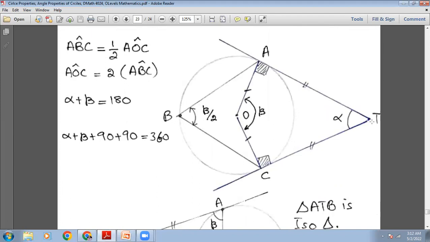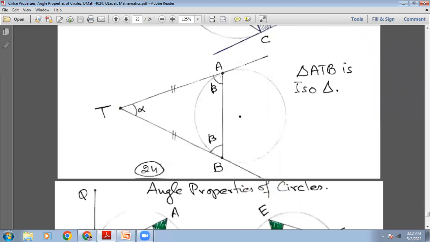So here is another example. This is the external point. These are the two tangents. They are equal in length. If this is alpha, and this is 90, 90, and this is beta angle, their sum will be 360. Their sum will be 360. The angle at the circumference will be half of this angle.